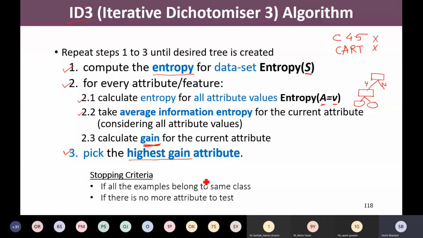Obviously we should have some stopping criteria for where to stop building the decision tree. So our stopping criteria is: if all the examples belong to the same class at a particular decision node, then we are going to stop. Or if there are no more attributes to test, that is, we are done with all the attributes in our data set, then also we are going to stop. I'll demonstrate this algorithm now with an example so that you can understand it better, right? But you should take note of all those steps of the ID3 algorithm.